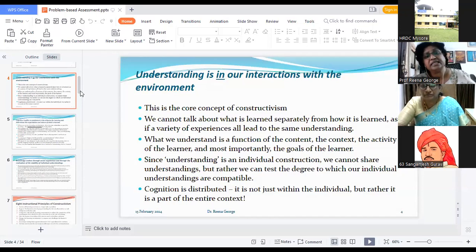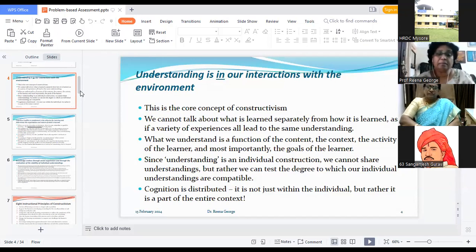And since understanding is an individual construction, we cannot share understandings. A teacher cannot come to the class and share his or her understanding. Teacher is coming to the class and sharing the knowledge, but whatever work she has done at home, in the library or on the internet for creating that understanding can never be shared. That can only be created in the learner. She can simulate those situations in the classroom and make the learner go through those situations so the learner may develop those understandings. She can never share.